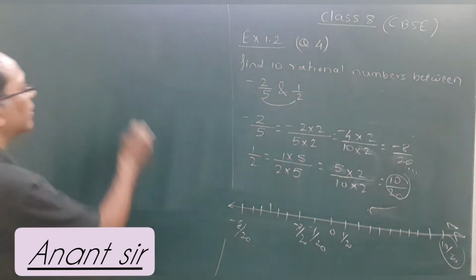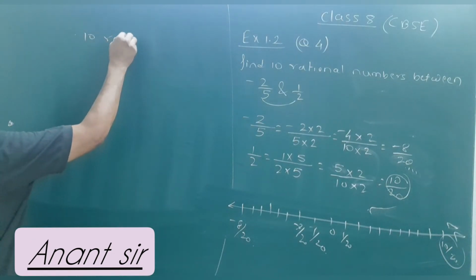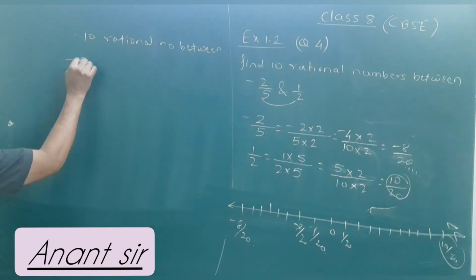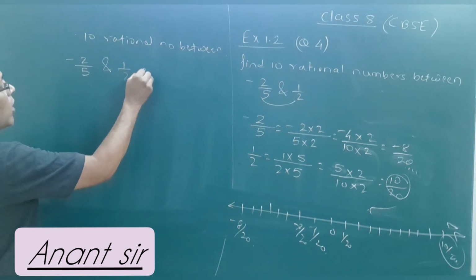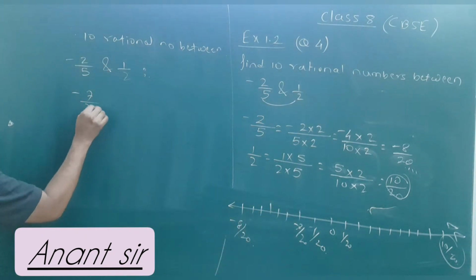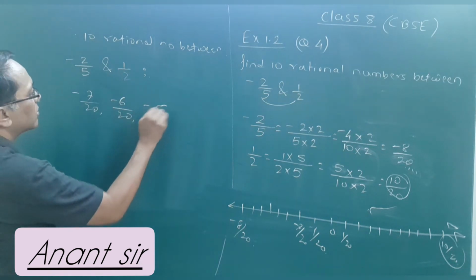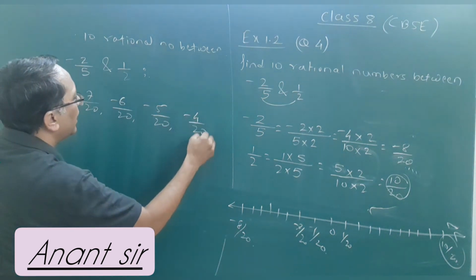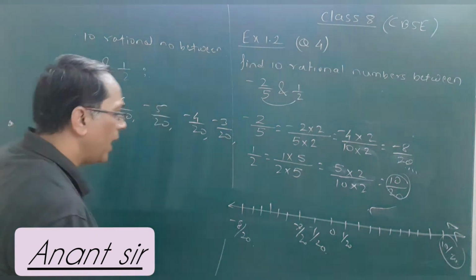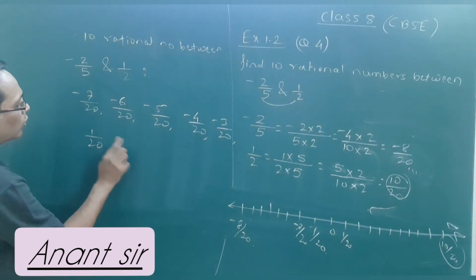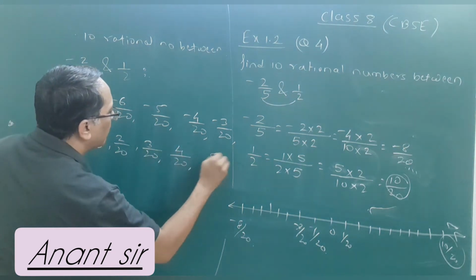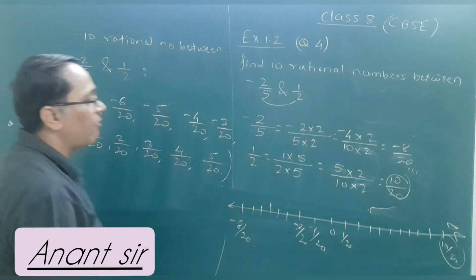Okay? I am going to write 10. So therefore 10 rational numbers between minus 2 by 5 and 1 by 2 are, I am going to write minus 7 by 20, then minus 6 by 20, minus 5 by 20, minus 4 by 20, minus 3 by 20. I have written 5 negative, now I will write 5 positive also, okay. Then 1 by 20, 2 by 20, 3 by 20, 4 by 20 and 5 by 20. So these are the 10 rational numbers.